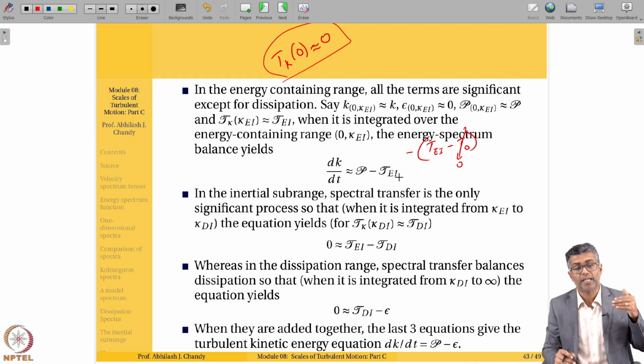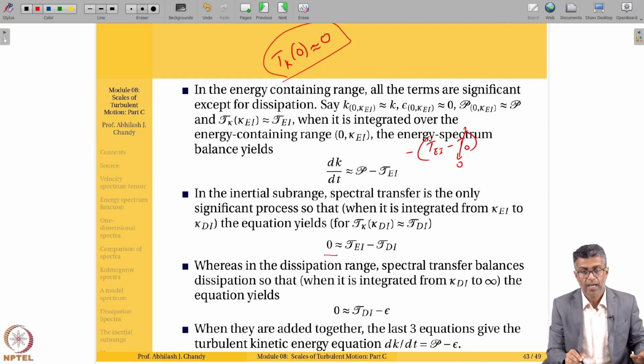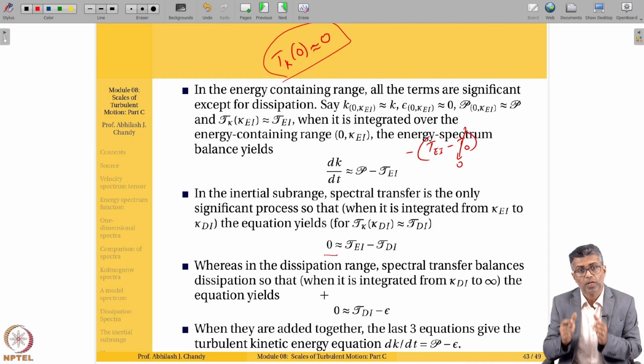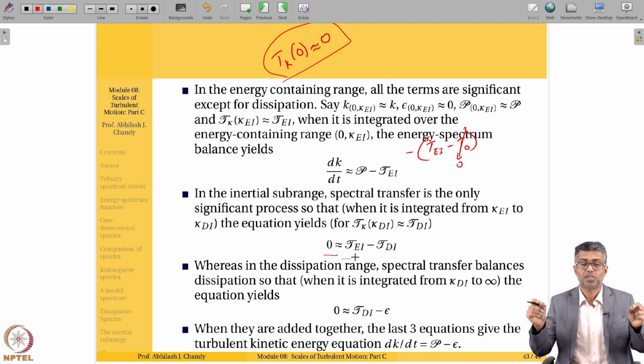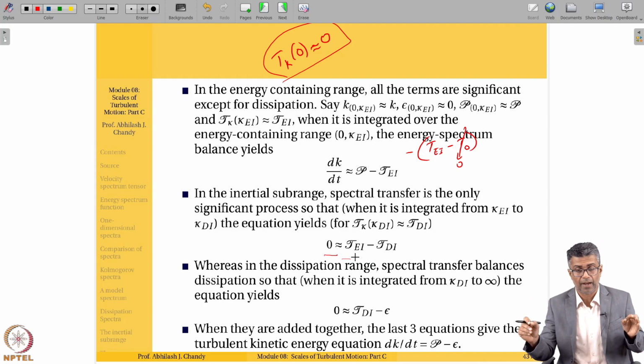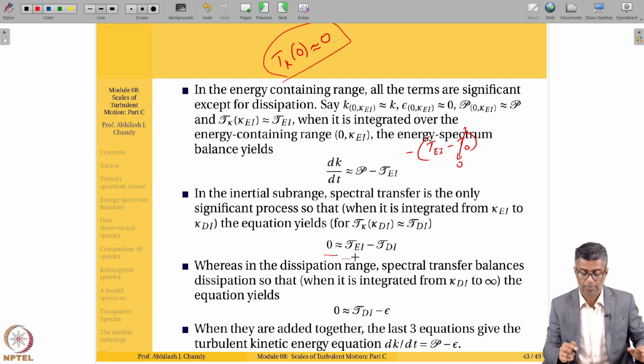So now when you integrate your energy spectrum balance equation, the left hand side becomes 0, and then you have only the spectral transfer rate, which is TEI minus TDI, isn't it? It will be TEI minus TDI, basically the two endpoints. The initial endpoint minus the final endpoint in the inertial subrange. That is TEI minus TDI.